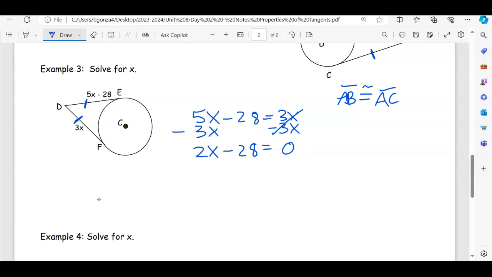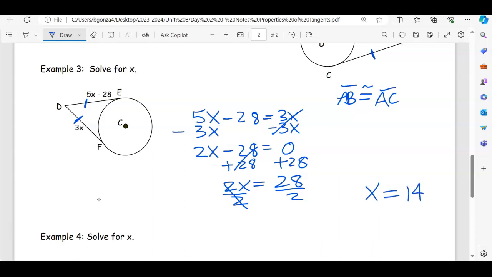If I'm solving for x, next I got to get rid of this loner minus 28. The opposite of minus 28 is plus 28 on both sides. 0 plus 28 is 28. Bring down that 2x. And now my last step is to get rid of that 2 by dividing. Remember, you divide to get rid of a coefficient. X is 14. 28 divided by 2 is 14. Okay. Do you see how this works? You set the 2 tangent segments equal and you solve.